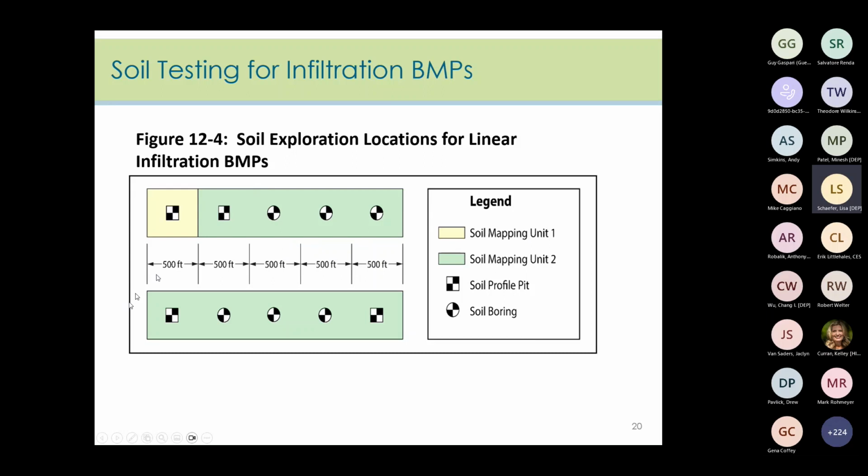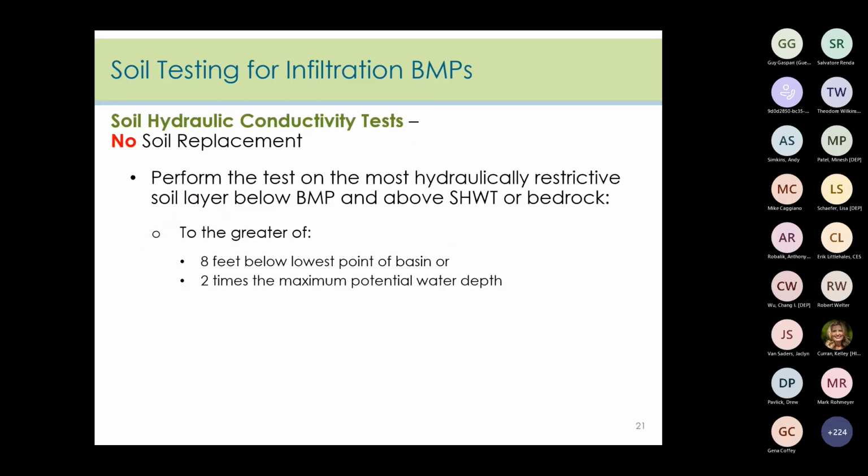Now for the second, or the bottom half of this slide, there's a linear infiltration BMP with a total length of 2,500 feet, all within 1 soil mapping unit. So what's needed is the required pit for the first 500 linear feet, and then 1 boring at each 500-foot increment, plus 1 more pit because we're now over 2,000 linear feet after the first 500 feet that was covered by the initial pit. Okay, all right.